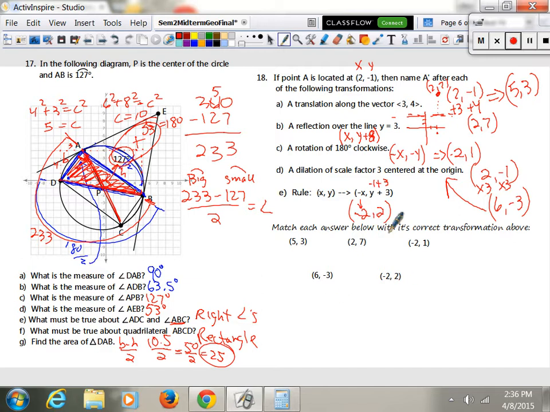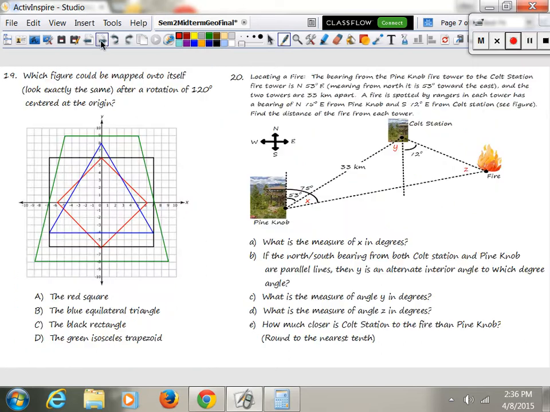So all of those were down here. Could have matched them up. That was 18. A couple more. Which figure could be mapped onto itself after a rotation of 120?